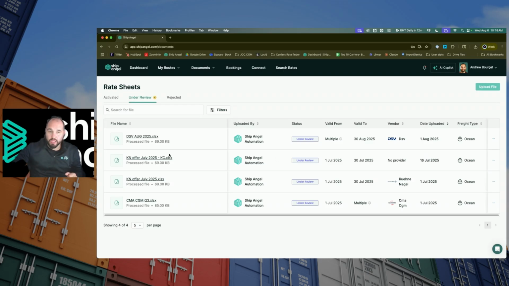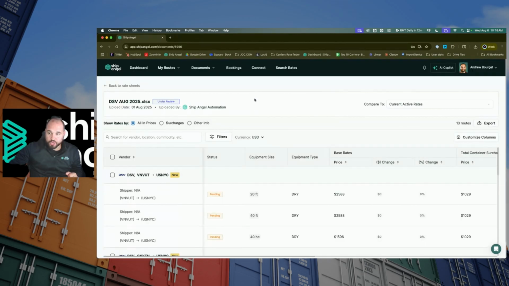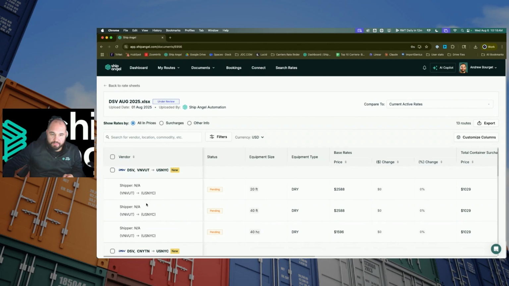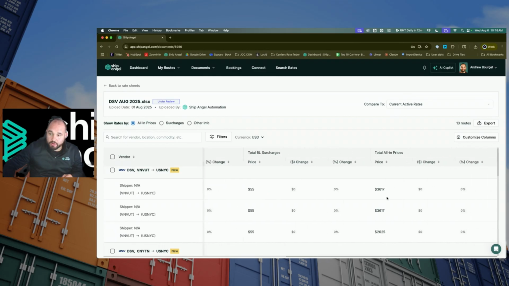This is an example of a rate sheet that was uploaded just a few minutes ago by me. This is a DSV rate sheet that encompasses rates for the month of August. In this rate sheet, you get the ability to say, how do these rates compare versus the rates I already have in the system for this vendor? In this scenario, we don't have rates in the system for the vendor because they don't have any current rates.